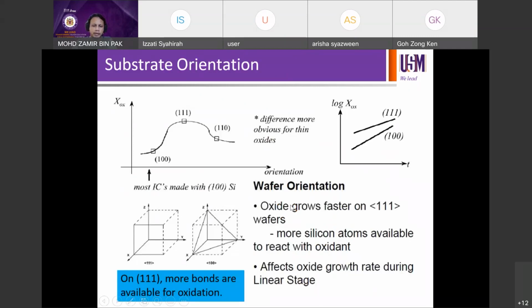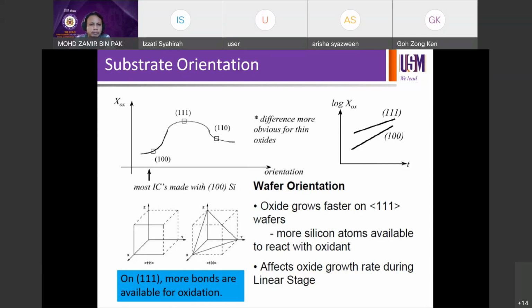Right, so the next effect is substrate orientation. Substrate orientation is due to the wafer orientation that we use in the growth process. And we've also discussed this yesterday while discussing the linear and parabolic constants. We compared them yesterday on the previous graph, so let's just recap on this.